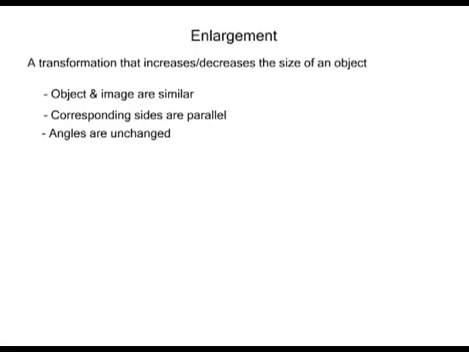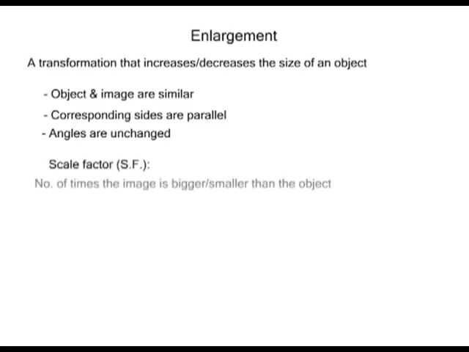An enlargement is defined by two components. One, the scale factor of enlargement, and this is the number of times the image is bigger or smaller than the object. A scale factor of 2 means the image is twice as big as the object. A scale factor of a half means the image is half as big as the object.